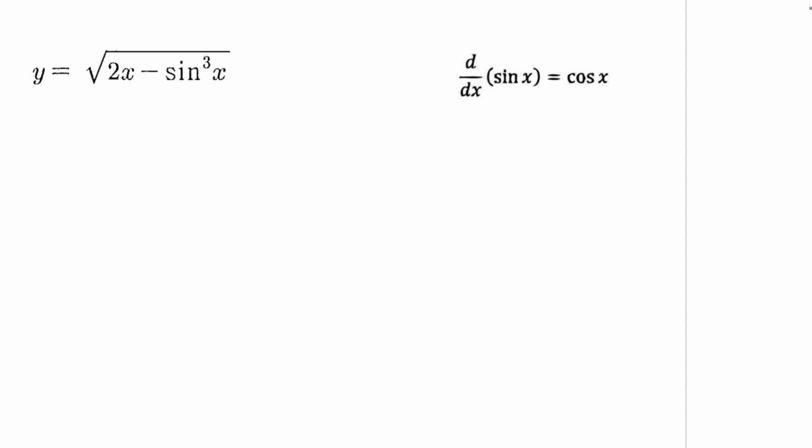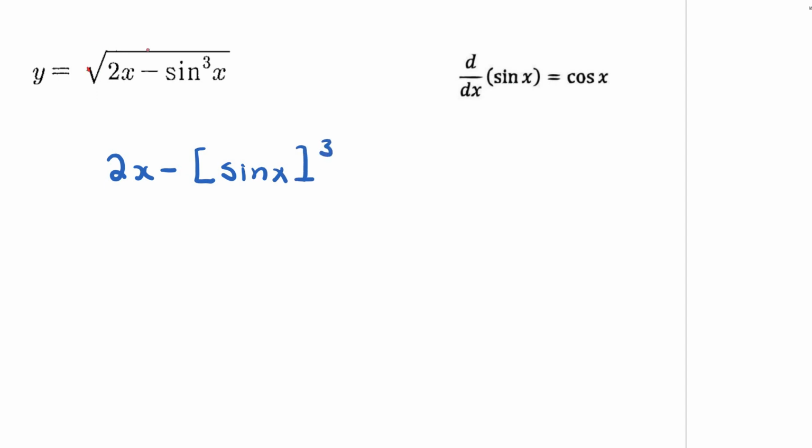Okay, let's take a look at the next question here. This one's a little bit of a challenge because we need to rewrite this so that we can write it in a friendly derivative mode. So let's see if I can rewrite this by starting with the inside here. I have 2x minus, and then I'll put a square bracket around the sine x, and then that will be raised to the power of 3.